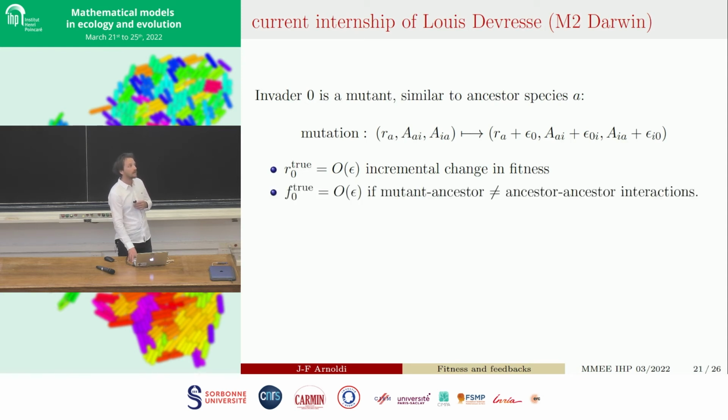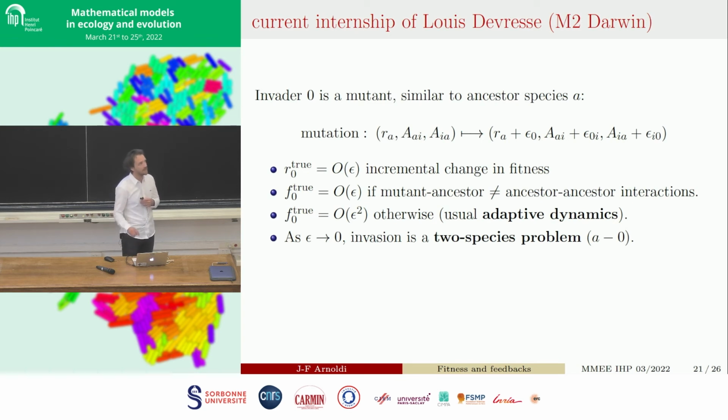And the feedback is going to be also of the order of epsilon, but only if the mutant and ancestor have possibly different interactions. And sometimes this makes sense, sometimes not, I'm not sure. Otherwise, it will be of order epsilon squared. And from what I understand, this is a more usual setup for adaptive dynamics. I'll explain that in a second.